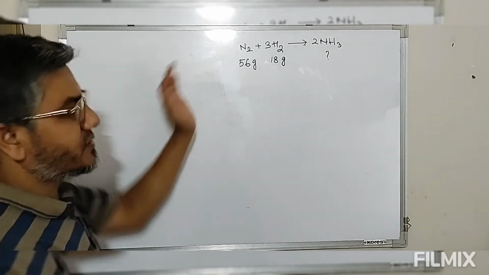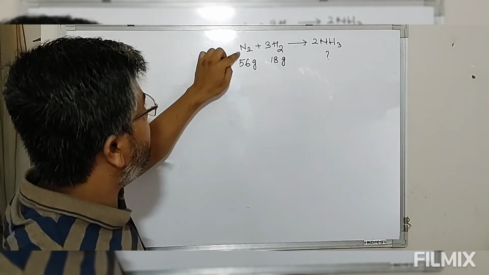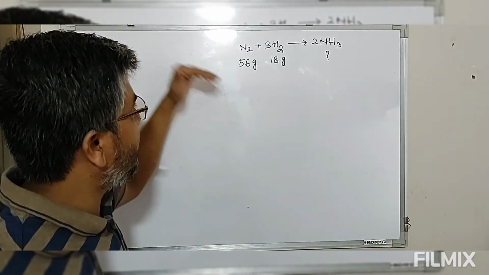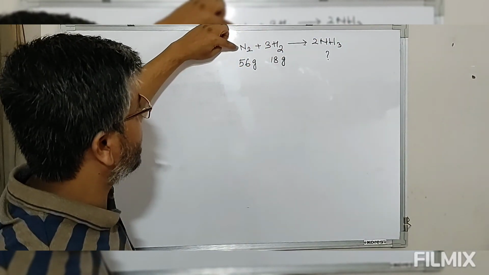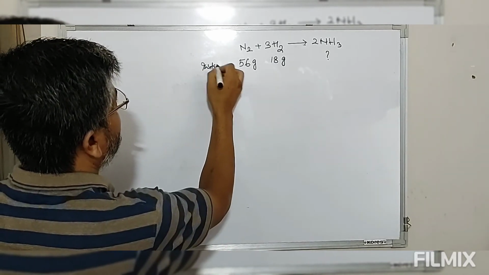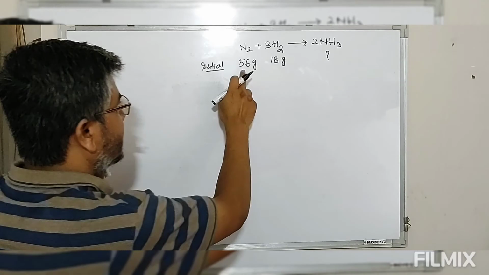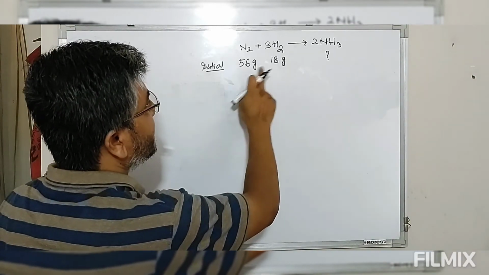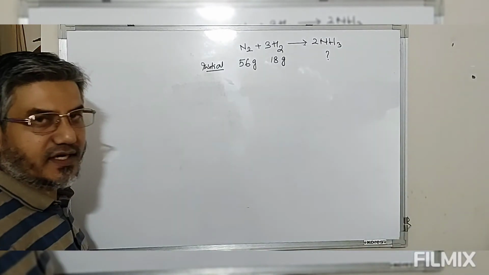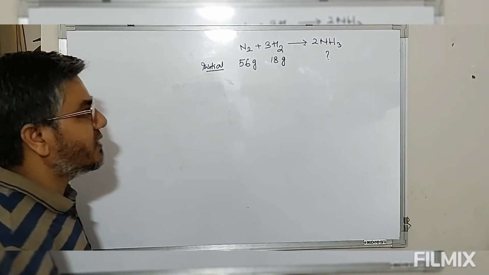So take this chemical reaction. Nitrogen reacts with hydrogen to give you ammonia gas. So we have this balanced reaction. Now if you look at this balanced reaction, this is the initial given. Initially, 56 gram of nitrogen is made to react with 18 gram of hydrogen. Then what is the mass of ammonia gas that will be formed in the given chemical reaction?